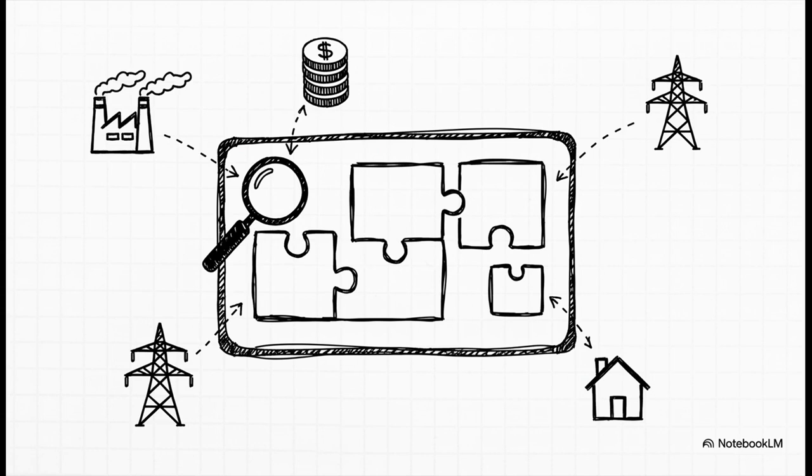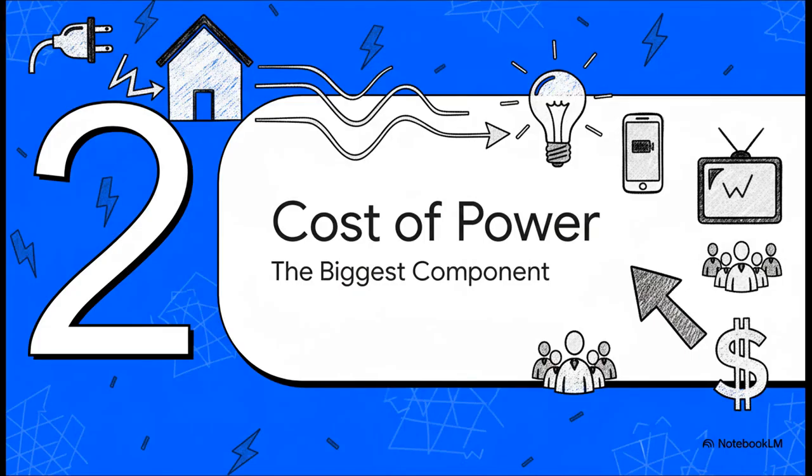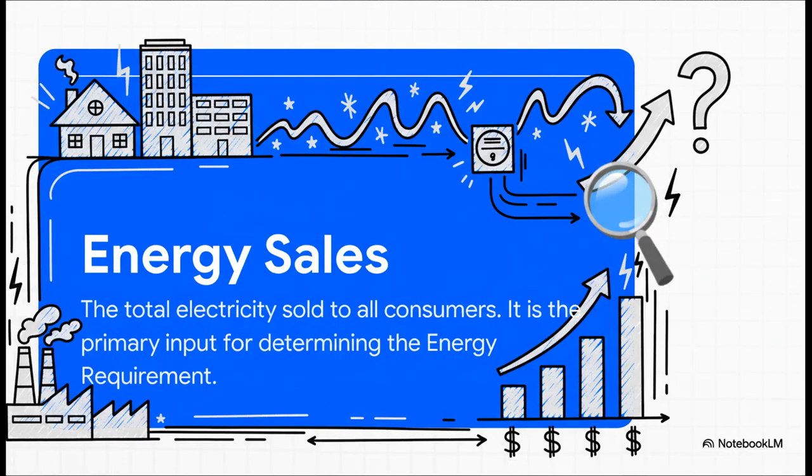So let's start with the biggest, most obvious component. It makes sense, right? Before a utility can sell you any electricity, it has to go out and buy that power from the people who generate it. This is by far the single biggest cost component, and it all starts with one simple thing: how much power we all actually use. So our first building block is called energy sales. It's pretty straightforward. It's just the total amount of electricity sold to everybody: homes, businesses, factories, you name it. The more we all use, the more the utility has to buy. Simple cause and effect. But they actually have to buy even more than we use.